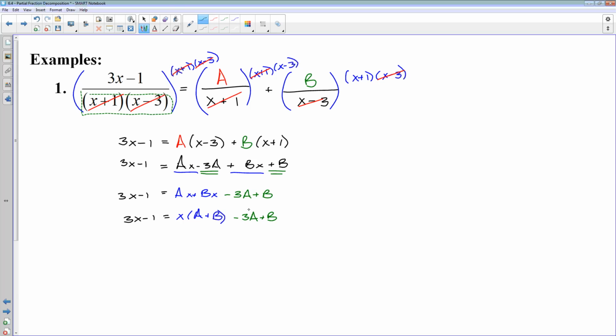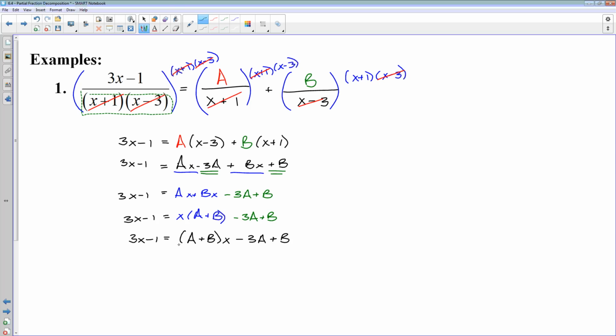And then I'm going to go really crazy one last time and make this 3x minus 1 times a plus b. And I'm just going to move the x to the other side. Instead of x times a plus b, I'm going to say a plus b times x. I'm just going to move that x to the other side, and minus 3a plus b.